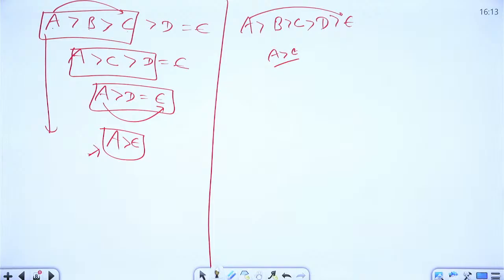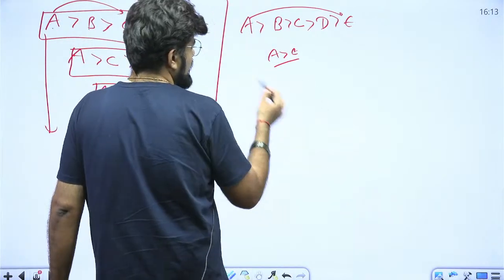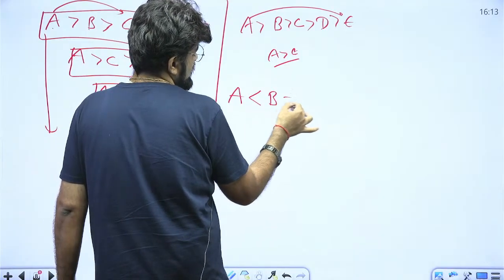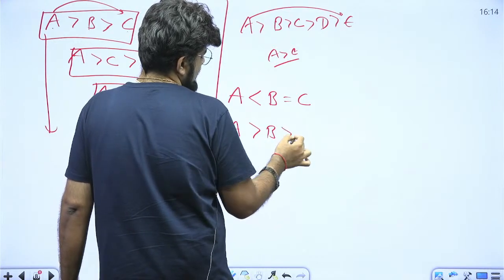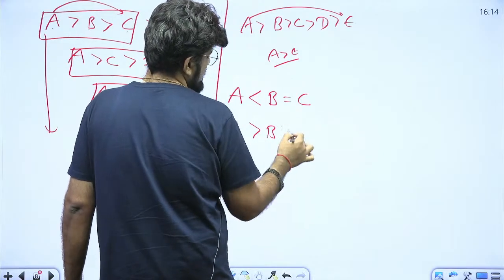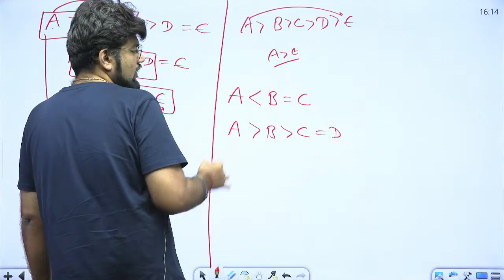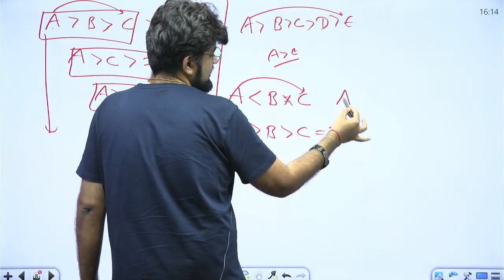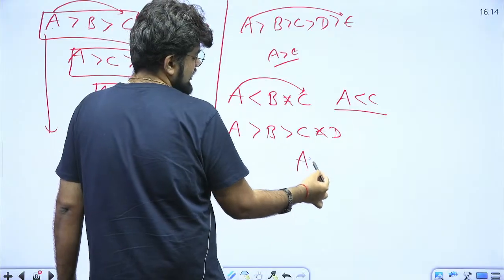Now the third one says that if I have a combination of equal to with any of the signs, let me say A is less than B is equal to C, or A is greater than B is greater than C is equal to D. Okay. So what will be the relationship between A and C? We will drop this equal to, and it will straight away be A is less than C. And here, we'll drop this, so what will be the relation now? A is greater than D.